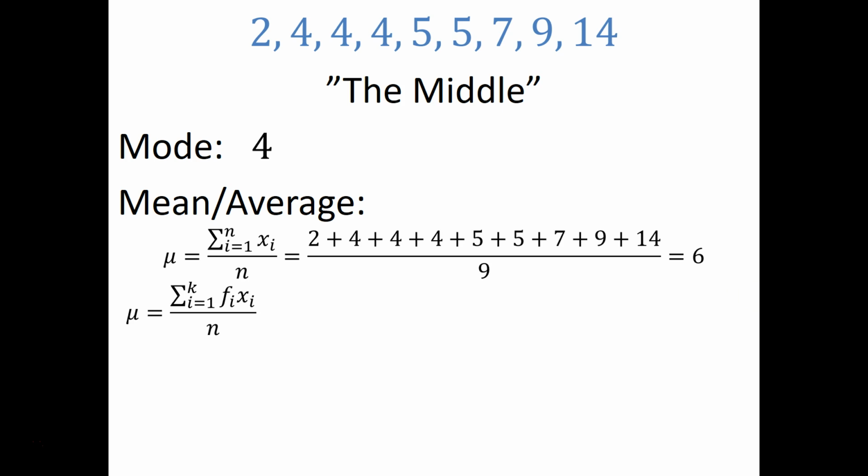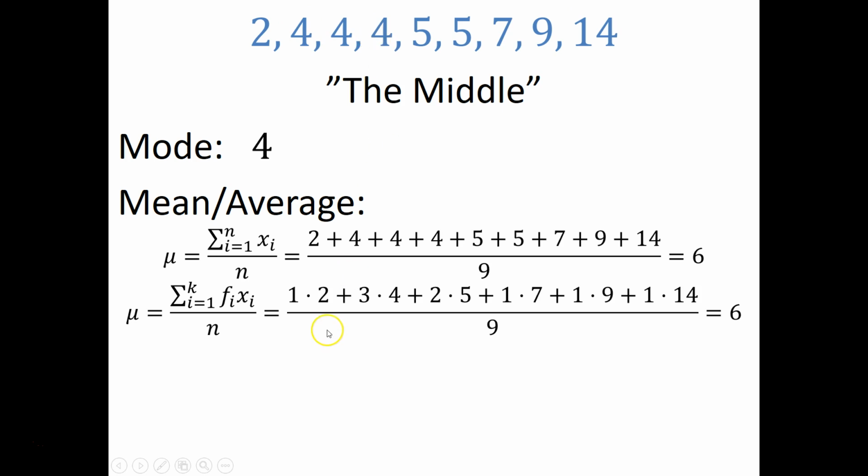Another way of doing it is using this fraction, where we've just grouped them together. So instead of saying 4 plus 4 plus 4, we're going to say that we have 1 occurrence of the value 2, 3 occurrences of the value 4, and so on. And of course, we divide by 9 again, and we get the same value.